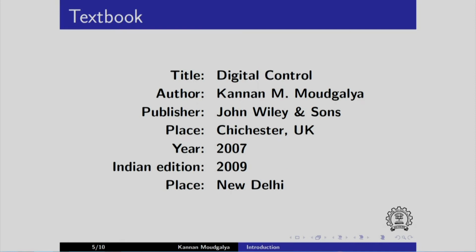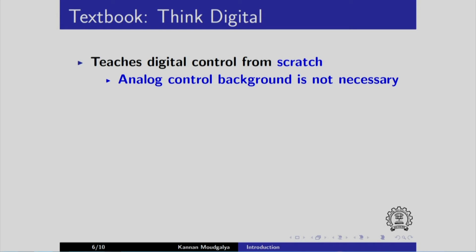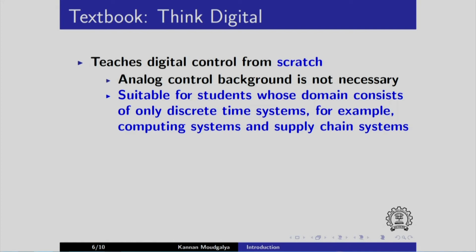This is the textbook that we will use in this course. It is a book that was published in 2007. It was brought out in an Indian edition in 2009. This book teaches digital control from scratch. So a student who does not have a great analog control background can also learn from this book or benefit by this course. It is suitable for students whose domain consists of only discrete time systems.